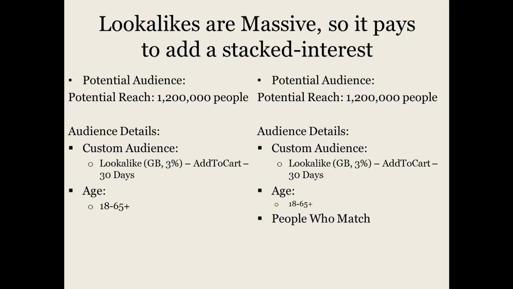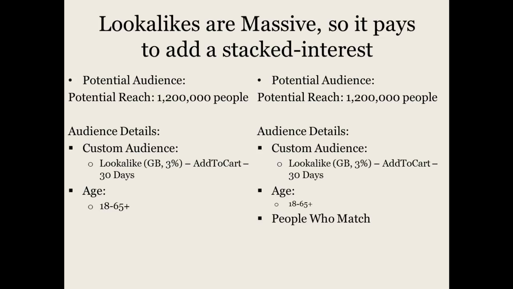So potential audience, potential reach, 1.2 million people. Audience details: custom audience, lookalike, GB 3%, add to cart, 30 days, ages 18 to 65. These are some specifications here on the potential audience on the right side. So it has an audience of 1.2 million people. Audience details: custom audience, lookalike, GB 3, add to cart 30 days, age 18 to 65 years old, people who match.